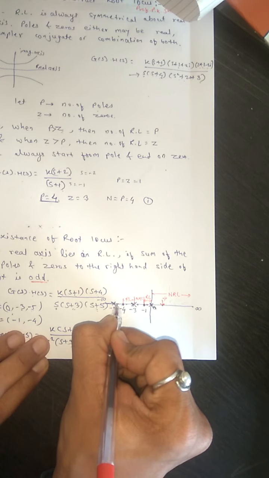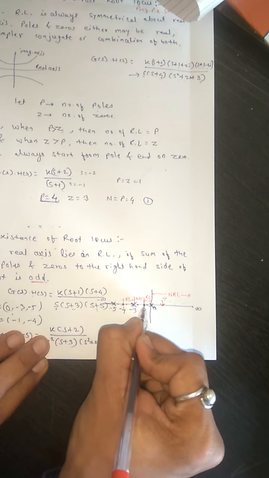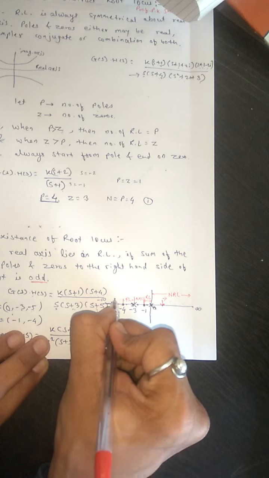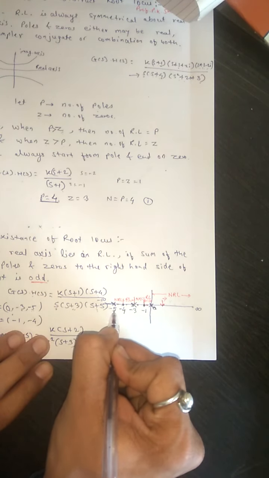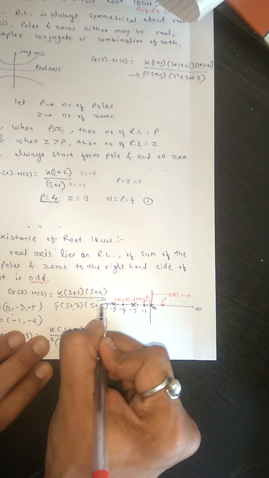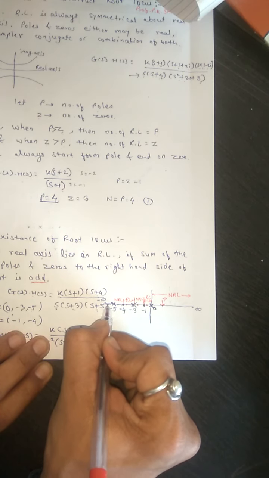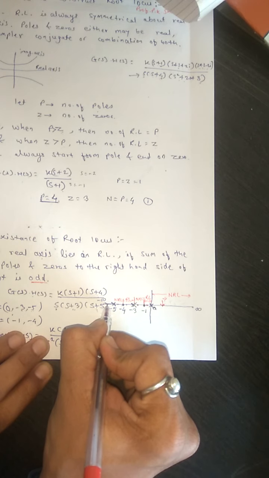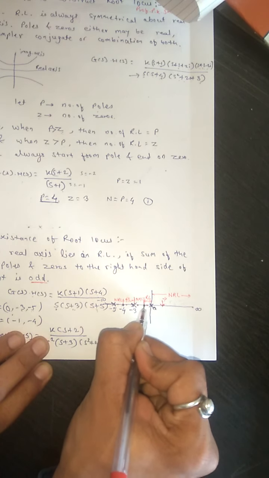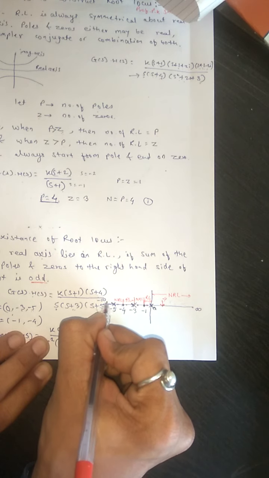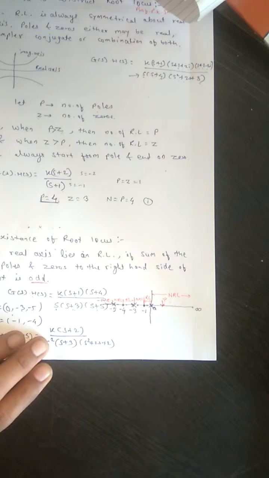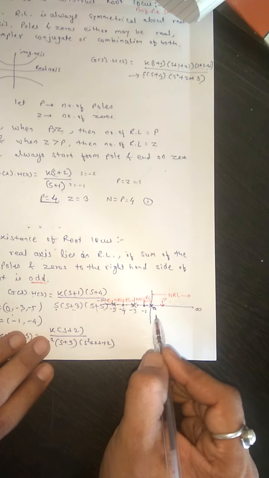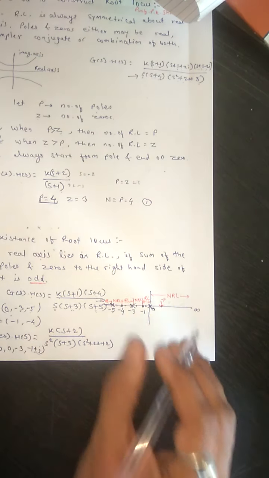Next one, -4 to -5. Put a point, check on the right hand side. 1, 2, 3, 4. 4 is an even figure, so NRL. Again, last region, that is -5 to -infinity. I put my point here and check on the right hand side. 1, 2, 3, 4, 5. 5 is an odd figure, so root locus region from -5 to -infinity. Okay, in this way we need to check existence of root locus. Okay, get this?